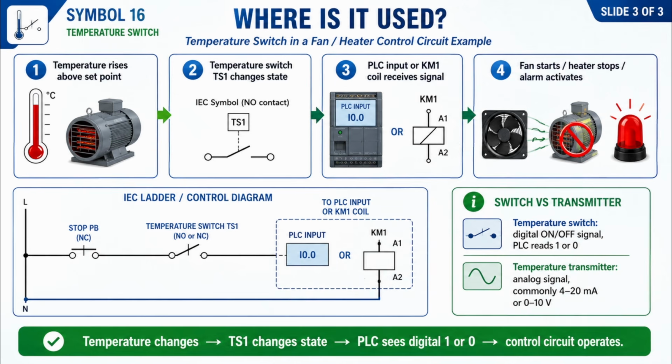The PLC reads it as 1 or 0, and then it can start a fan, stop a heater, or activate an alarm. Remember, a temperature switch gives a digital on-off signal. If continuous temperature measurement is needed, we use a temperature transmitter, which provides an analog signal, commonly 4 to 20 milliamperes or 0 to 10 volts. So remember, temperature changes, switch changes state, PLC sees 1 or 0, control circuit operates.